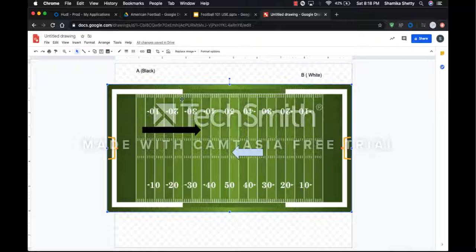This kickoff does not happen from the 40-yard line. The kickoff after a safety will happen from the 20-yard line, here. All the other kickoffs take place from the 40-yard line, but the kickoff after a safety will take place from the 20-yard line.